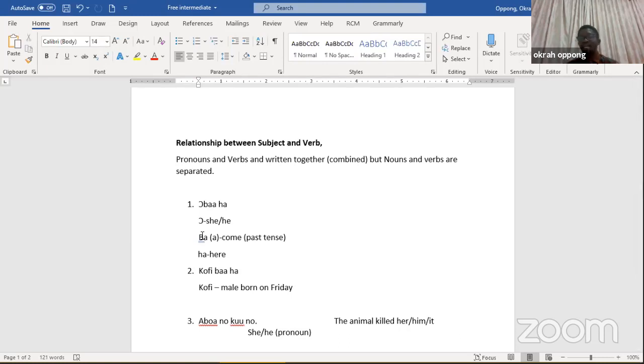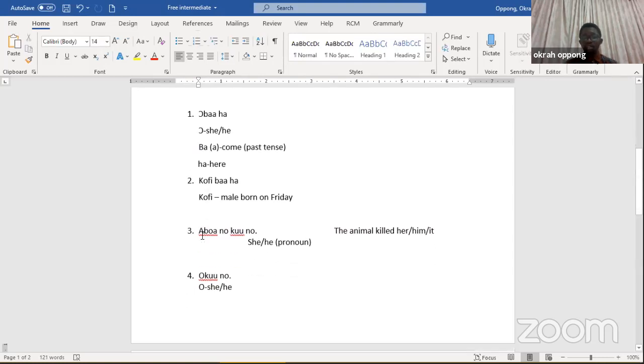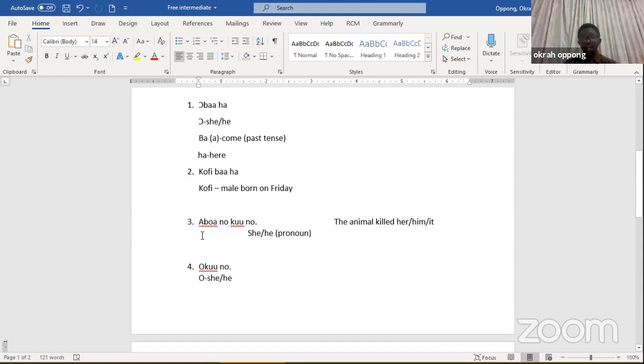Then I also gave an example in two, where I didn't use a pronoun, but I used a noun. And when using the noun, you don't write the noun together with the verb at the subject position. So I gave an example like Kofi baha, which means Kofi came here. So Kofi is a noun and it's separated from the verb.